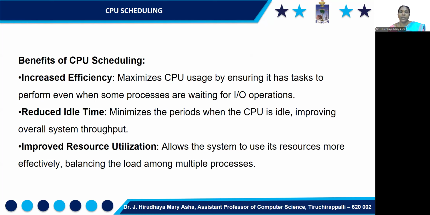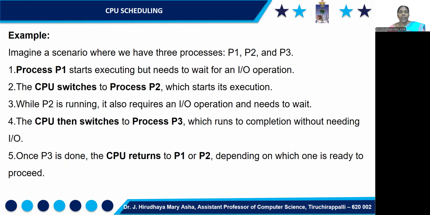And the next one is resource utilization. The resources should be utilized in an improved way so that there is some balance between the resources allocated to the processes, so that we can have an idea of which process is having which resource at that time. Here we'll see some examples.